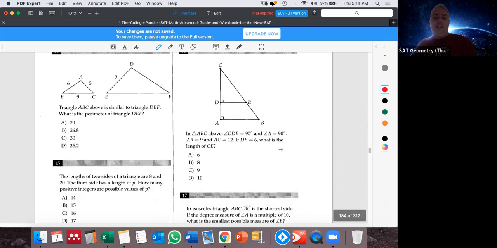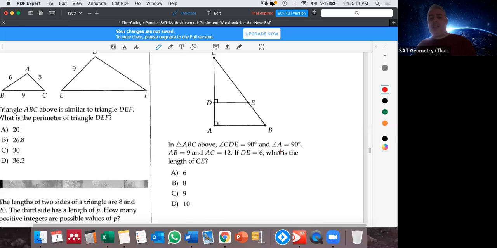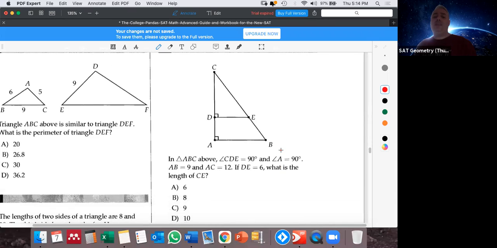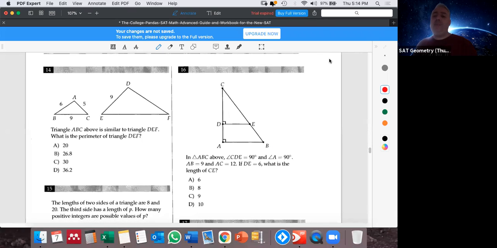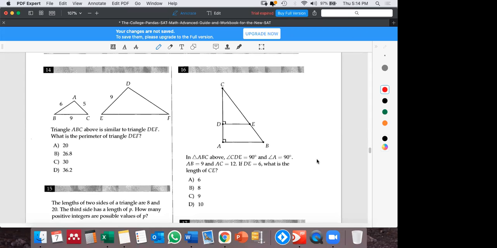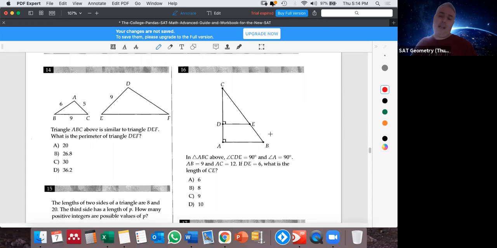What about question number? Let's talk question number. Can you try question number 16 by yourself, and can you put the answer in the chat? Similar triangle, try to find.